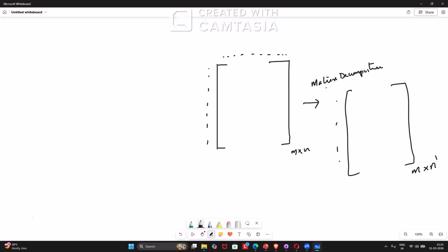And for doing this, we have a specific linear algebraic mathematical concept called matrix decomposition. Okay, so there are a lot of feature extraction techniques or dimensionality reduction techniques based on matrix decomposition. Okay, so I am going to explain that.